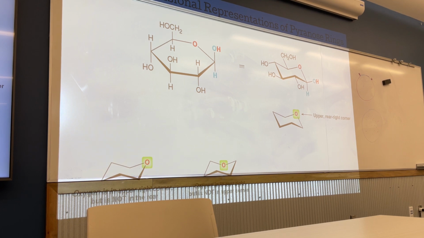If we did this, the oxygen's in the upper right-hand corner, but it's not in the rear. Oh, I see. Based on this, it's coming in the front, right? And then here it's kind of in the middle. So the only reason it's important to have this orientation is so that when we start saying things like beta and alpha, you know which carbon you're talking about, because these are going to have multiple hydroxyl groups on them.